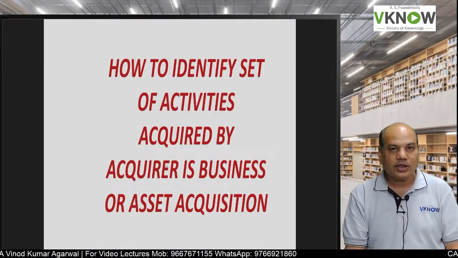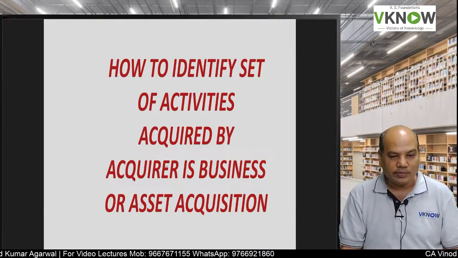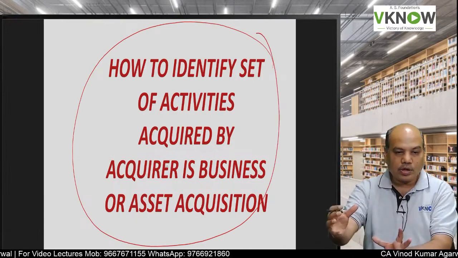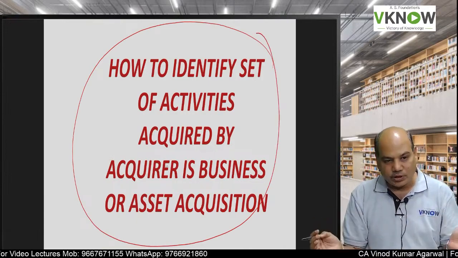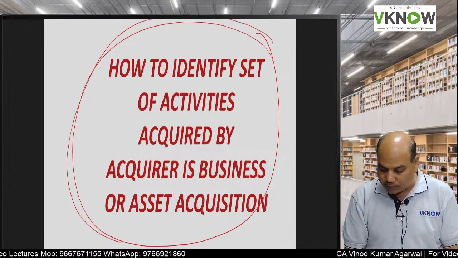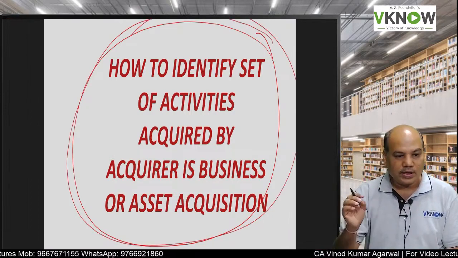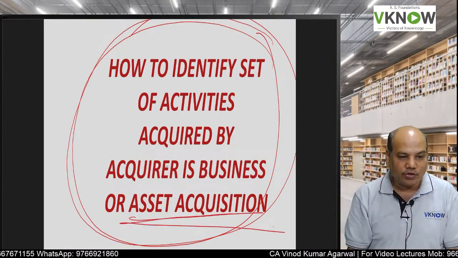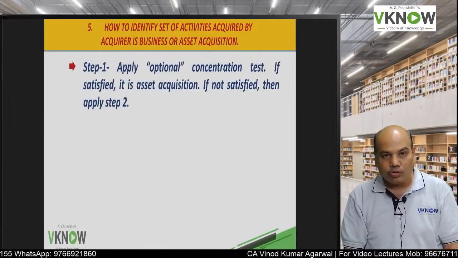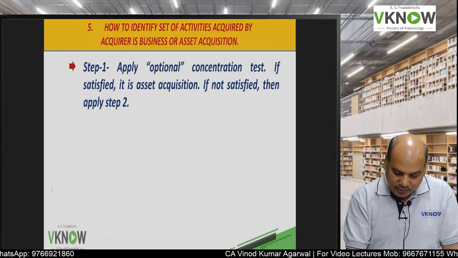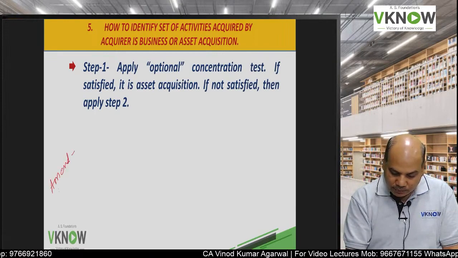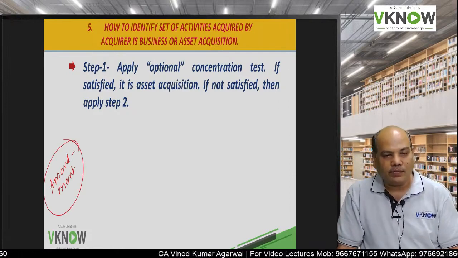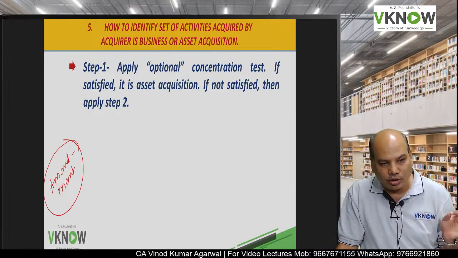How to identify whether a set of activities acquired by an acquirer is a business combination? Only if it is a business combination is the standard applicable, but if it is an asset acquisition, then the standard is not applicable. Now this is an amendment made in 2020 in the definition of business and how to identify whether a set of activities is a business or not.